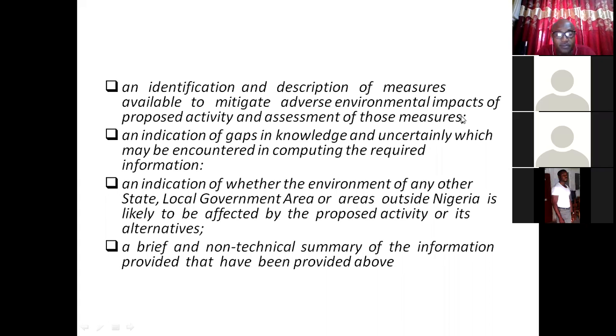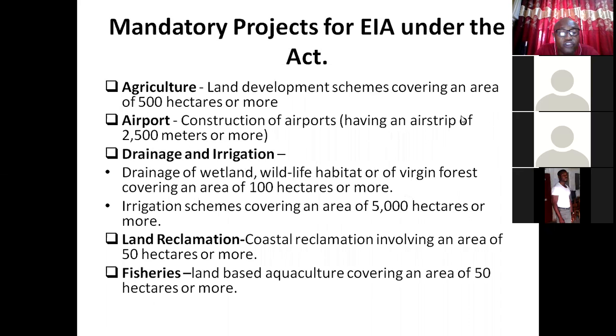Mitigated. Also, you must include a brief and non-technical summary of the information in it, which we call the executive summary. You must make the executive summary available, because you don't expect a commissioner, a governor, or a top government official to read that huge document. So an executive summary is very, very important.